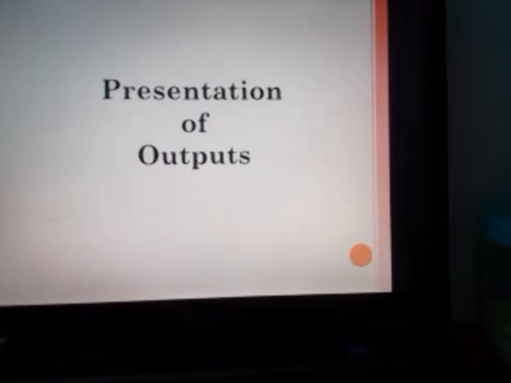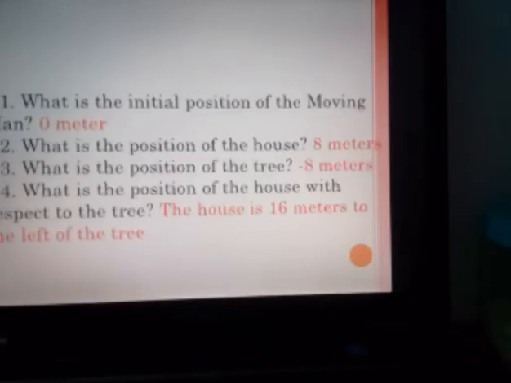Then answers for activity number 2 are, for question 1, the initial position of the moving man is 0 meter. For question 2, the position of the house is 8 meters. For question 3, the position of the tree is negative 8 meters. And for question 4, the position of the house with respect to the tree is 16 meters to the left of the tree.